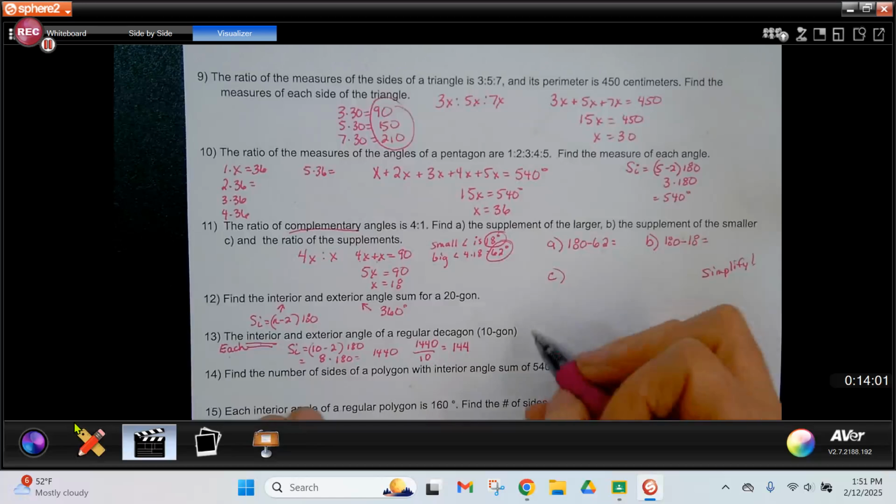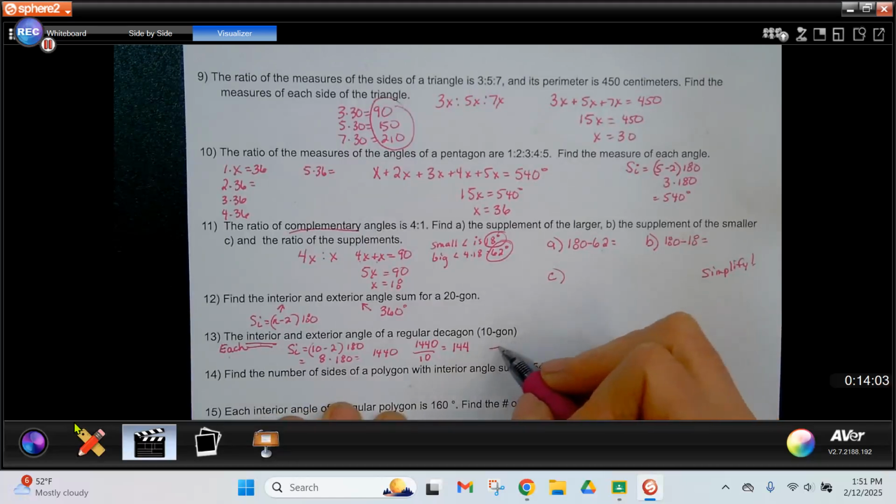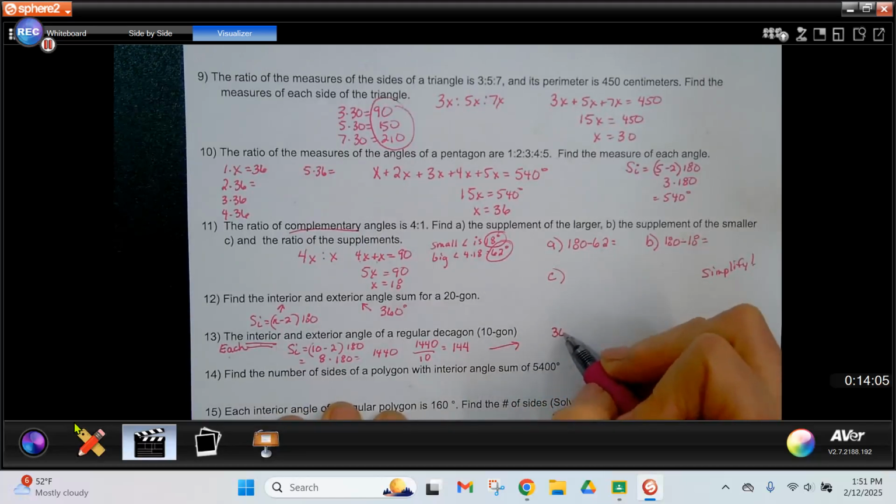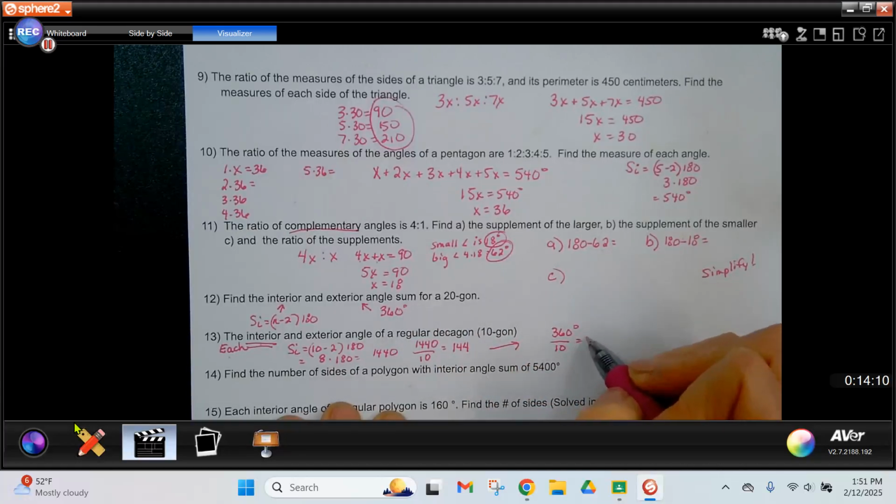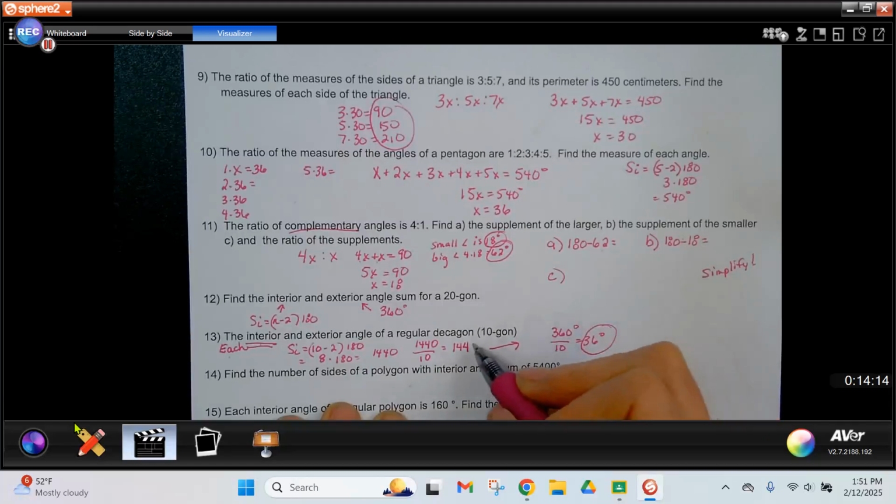Well, then each exterior angle, you could do it two ways. You could take 360, because the exterior angle sum is 360, and divide it by 10, which gives you 36. So that's the exterior angle. This is the interior angle. Or you could have just said 180 minus 144, and that would give you the exterior angle. Because remember, these have to be supplementary.